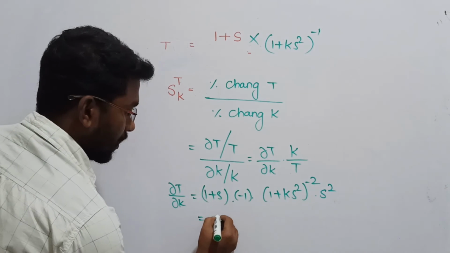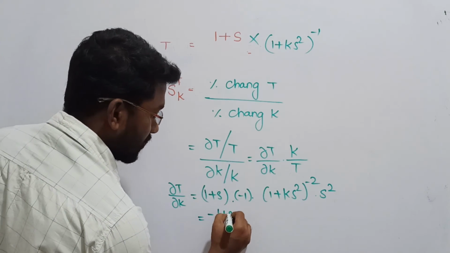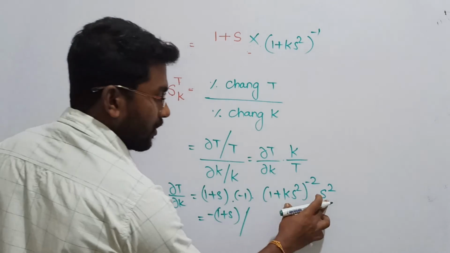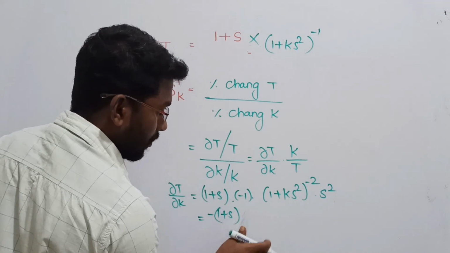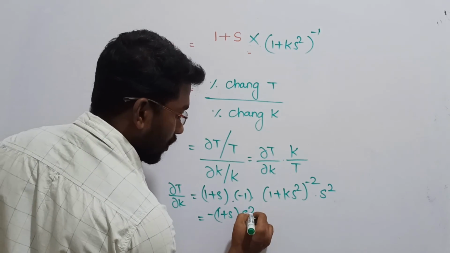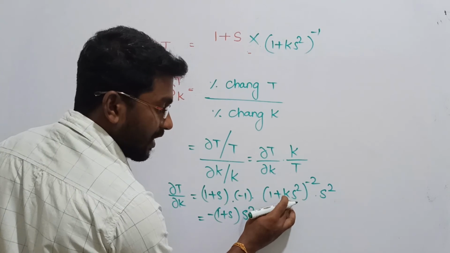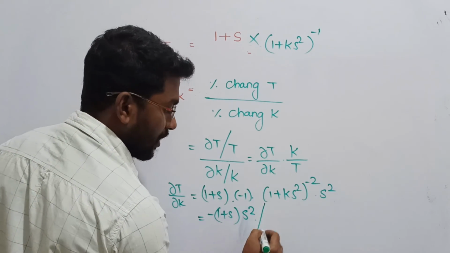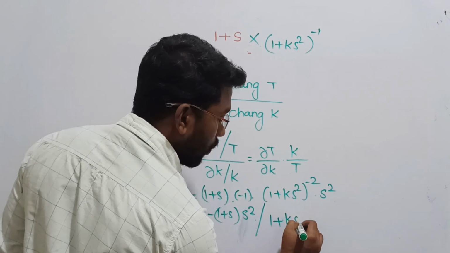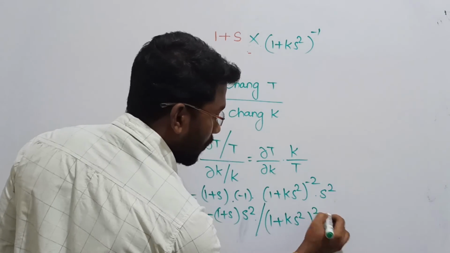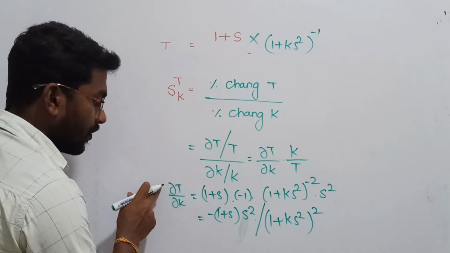So this value is further written as minus of (1 plus s), and one more s square will be there. We can keep this s square in the numerator, but (1 plus k s square) to the power minus 2 will be passed into the denominator. That is, (1 plus k times s square) to the power 2. So that is the value of dou T by dou k.